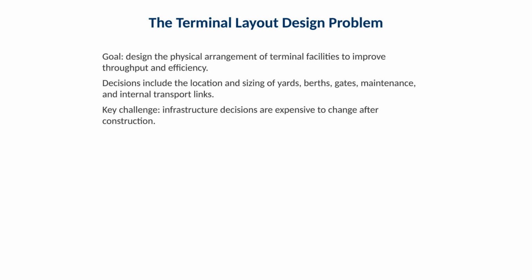This problem is about designing the physical layout of a container terminal so that operations run efficiently over many years. The key decisions include where to place the berth area, container yard blocks, gates, maintenance areas, and the internal transport network. Layout design is hard to reverse after construction. That is why we treat this as a strategic optimization problem where a good initial design can reduce long-term cost and increase throughput under real operational uncertainty.